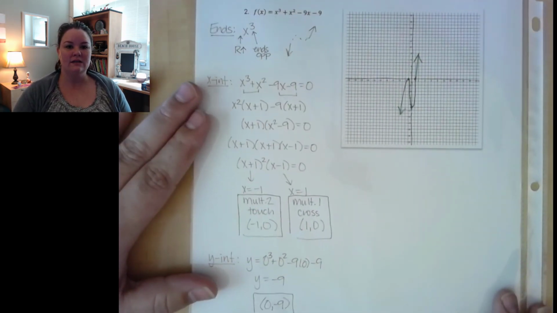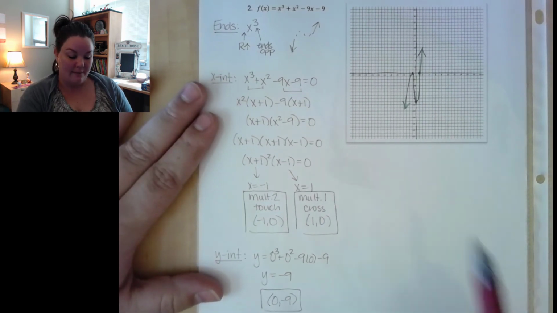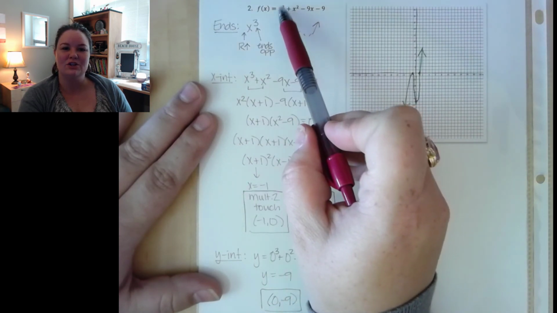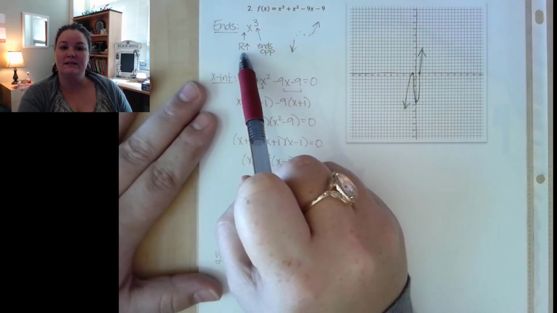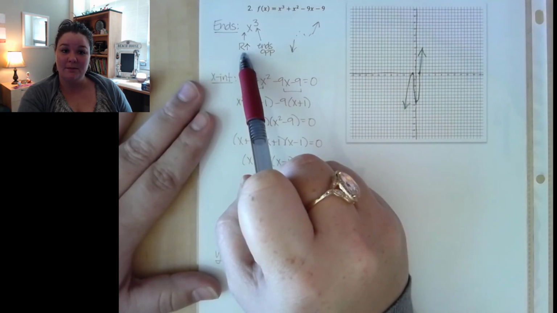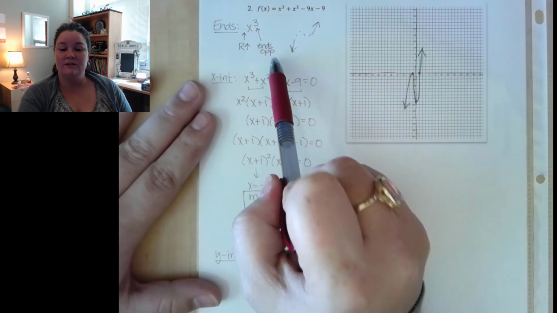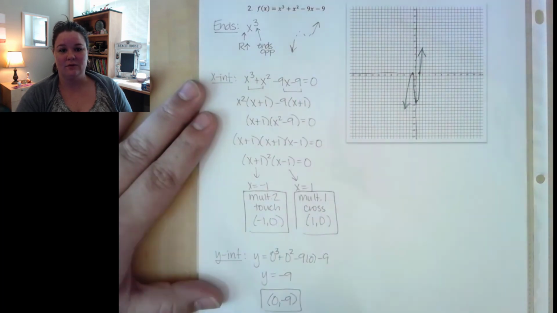Let's look at the second one. So on the second one, this one is not factored for you, okay? But that makes our ends really easy to determine because we can easily see what our leading term is, which is x cubed. Since our leading coefficient is a +1, we know the right side goes up. And because we have an odd degree, we know that our ends are opposite, which means if right side goes up, then left side goes down, right?